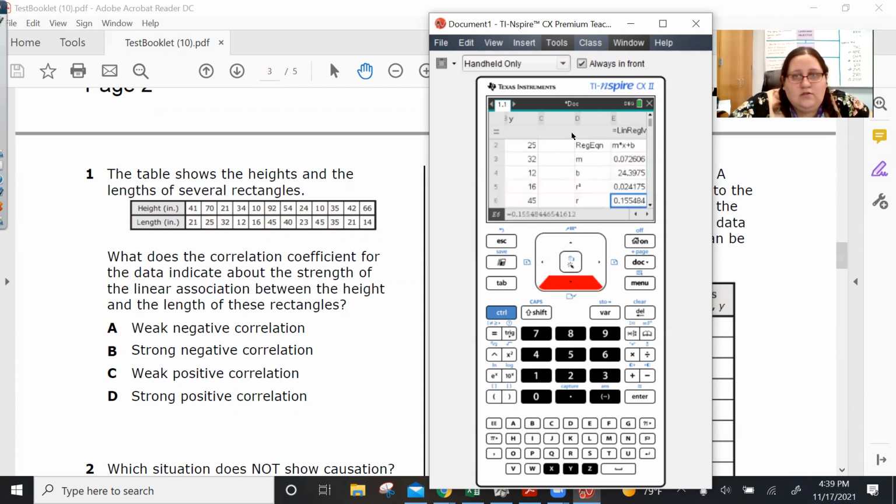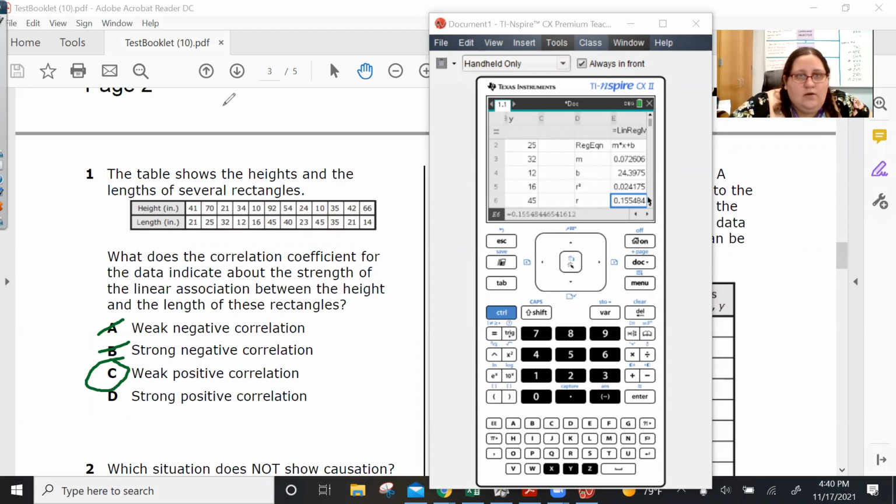So we're looking at our R value, not our R squared, our R. Our R is 0.15, so it's positive. We know that by it being a positive number, so we know it's not negative. Then this is closer to 0 because it's under 0.5, so it's a weak positive. If it was closer to 1, it would be a strong positive.